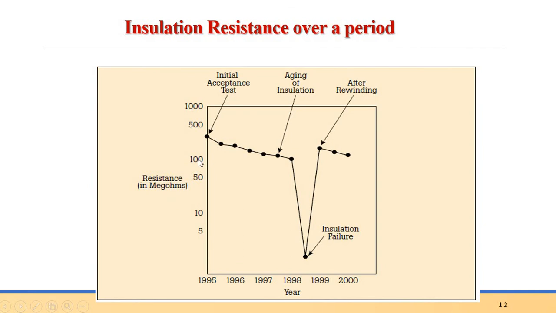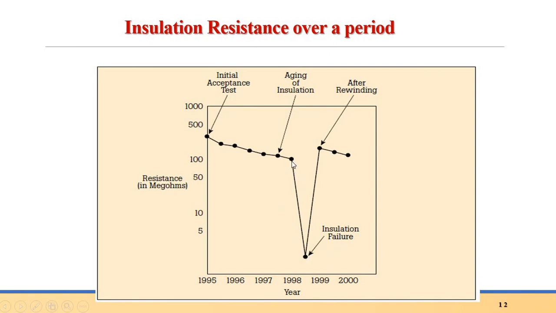So insulation resistance is measured over a period. This is the value of the insulation resistance in 1995, near about 350 mega ohms. Likewise, this is the acceptance test. Then comes aging of the insulation. Because of aging of the insulation, the insulation resistance will go down, and this is the insulation failure.